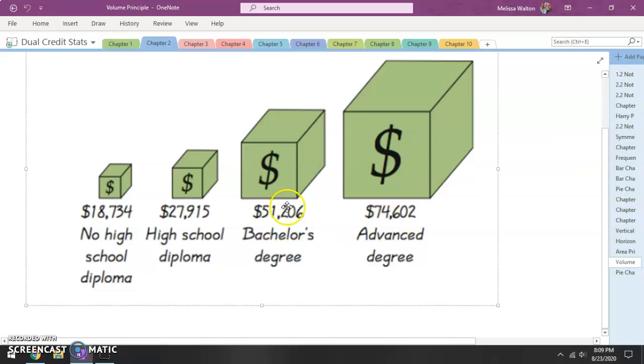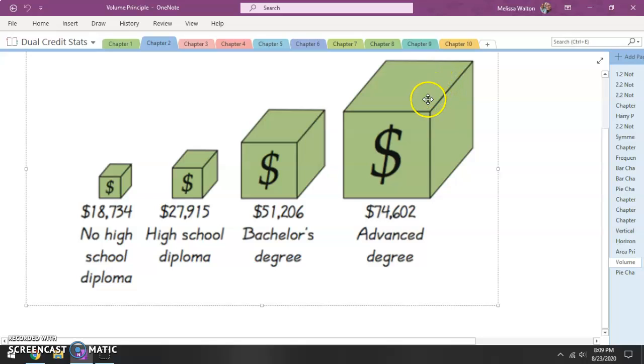All right, so this is talking about annual salaries. So the annual salary of somebody without a high school diploma is around 18,000. High school diploma is around 27, bachelor's is around 51, and then an advanced degree. Wow, look at all that money.